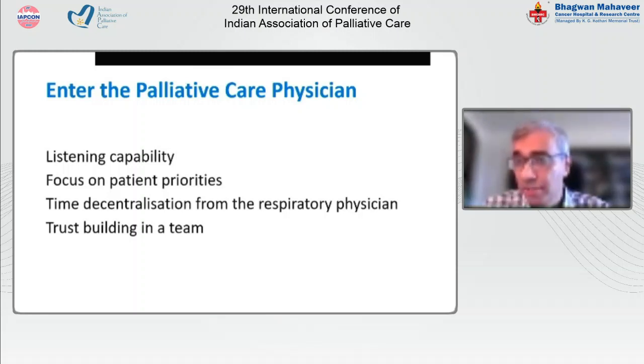That's where the palliative care physician enters, actually. And they wouldn't often have to enter if these things were ingrained, but for lack of time, it is often impossible for some busy respiratory physicians to actually have that listening capability, even if they want to, focus on what the patient wants, and actually have the time. And that's where the palliative care physician really plays. And the time decentralization from the respiratory physician's practice is amazing.